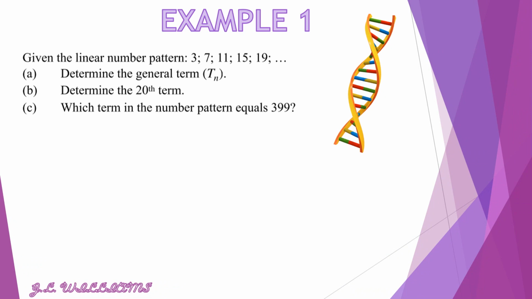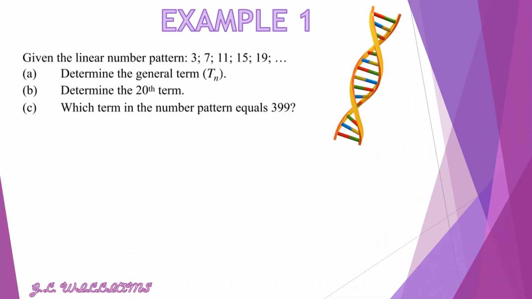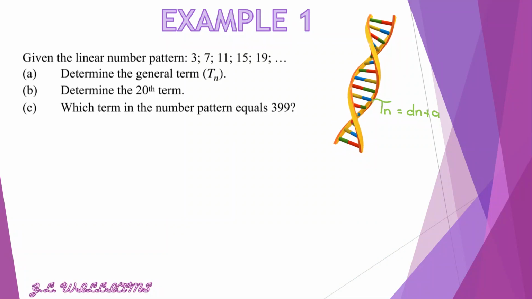So starting out, we have example 1, and you might be wondering why there is DNA on the right hand side of my screen. That is there because I want to show you a quick formula to get the general term for any linear sequence. So firstly, let's do it in another color. We can say that Tn is equal to Dn plus A. That's where the DNA comes in.